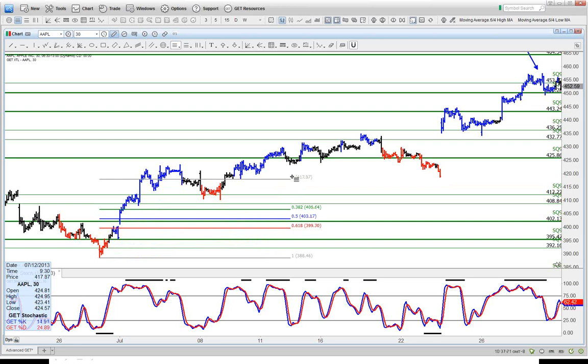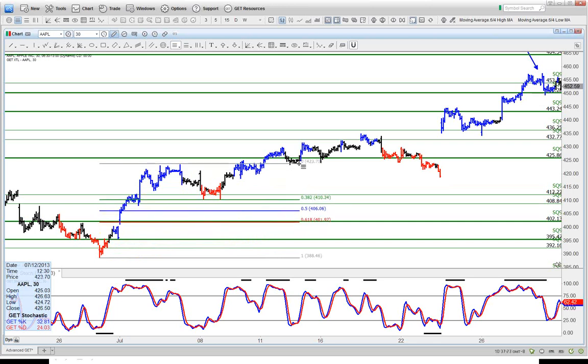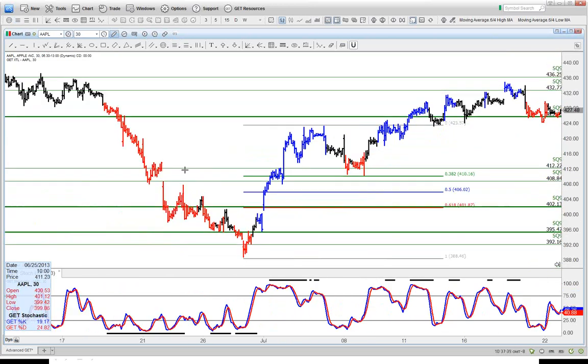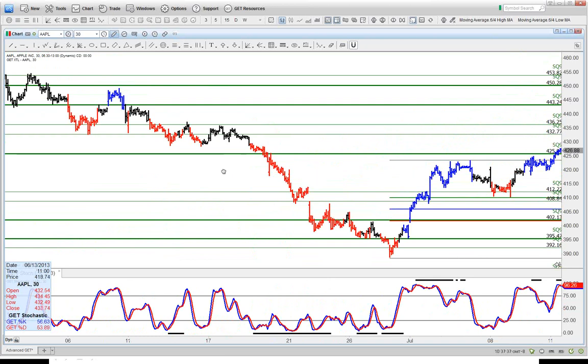Well, how about that? Now I've got a square of 9 level combined with a Fibonacci level to give me even more confidence that this is an area that I should be focused on. So these square of 9 levels are very, very powerful.